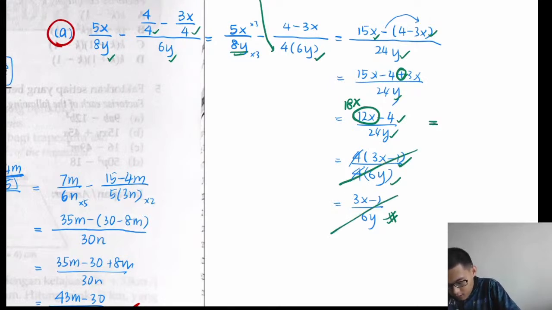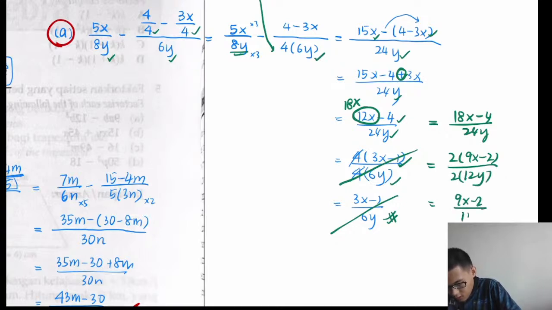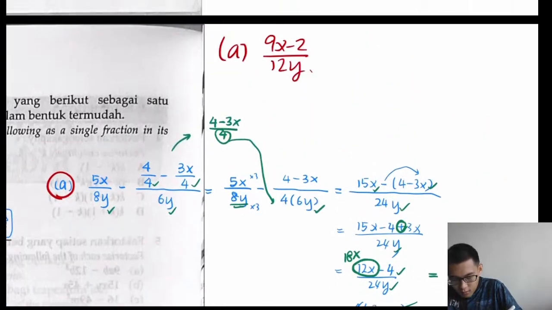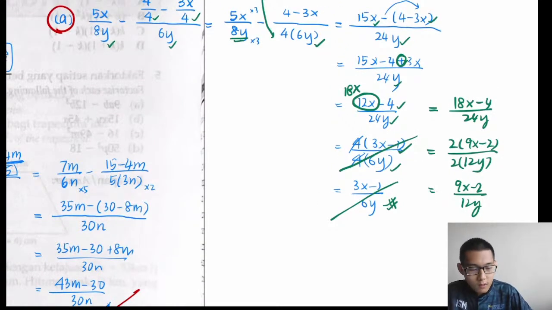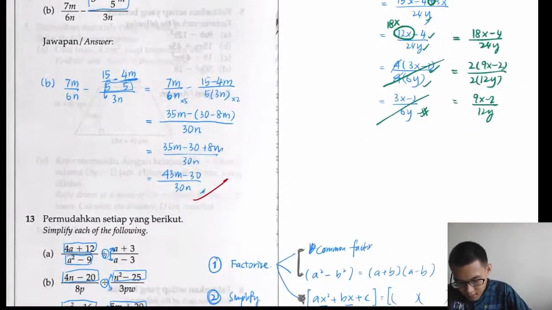Wrong. Factor. So now I have 18 minus 4 divided by 24y. Since all of them can be divided, we get 9x minus 2, 12y. So it becomes 9x minus 2, 12y. This one is correct. The answer is correct. This one, I was wrong with it. So sometimes positive, negative, or sign, don't forget them.